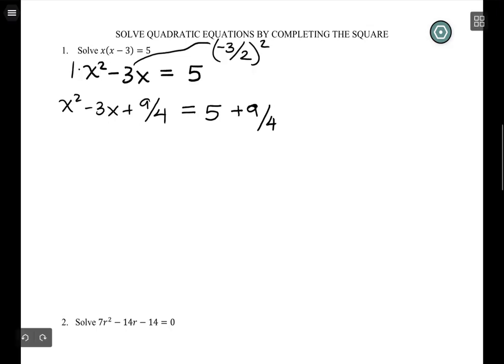So let's see, what does this give us? This is 20 over 4. So I have 29 over 4, and I do try and do a little simplification as I go so it's easier at the end. And I'm on what was my step 4, which is factor the perfect square.